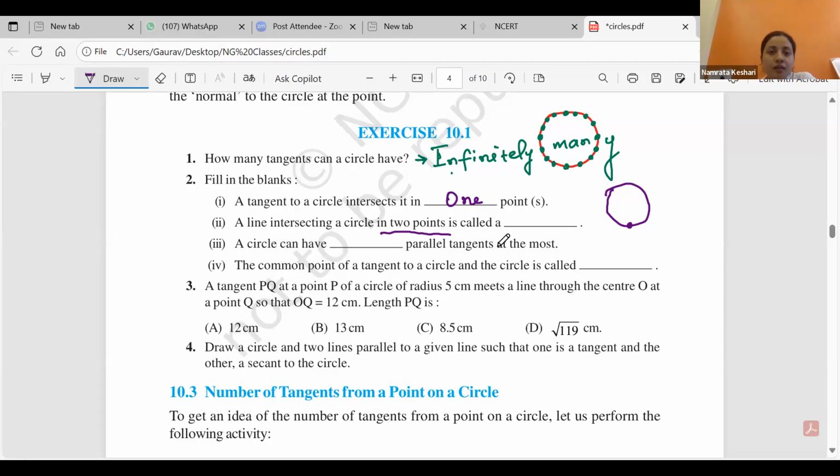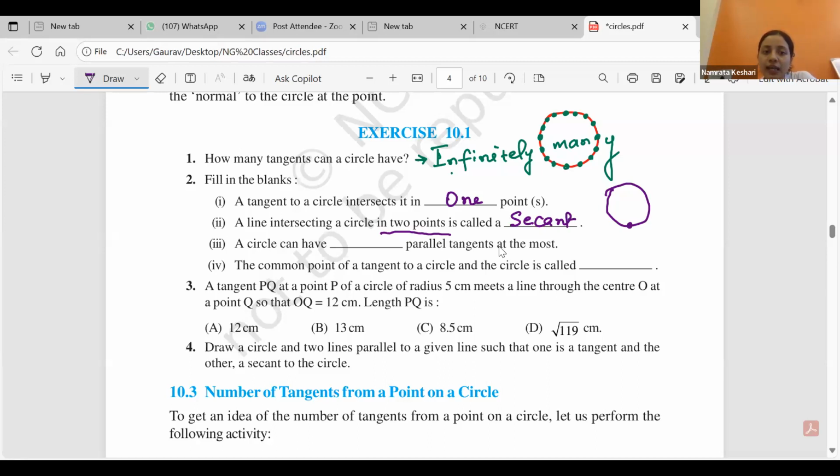Secant, right? Last day I was explaining that if we are having a line, if it is not intersecting the circle, the line is called a non-intersecting line. If it is intersecting the circle at 2 points, it is called a secant. If it is intersecting at one and only one point, that's called a tangent. Okay, so secant. Next, a circle can have dash parallel tangents at most.